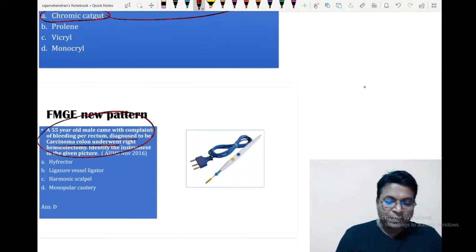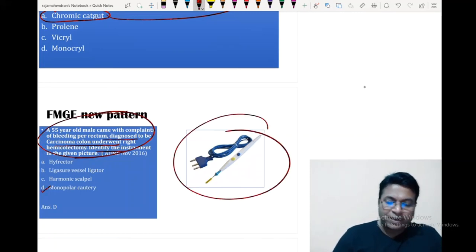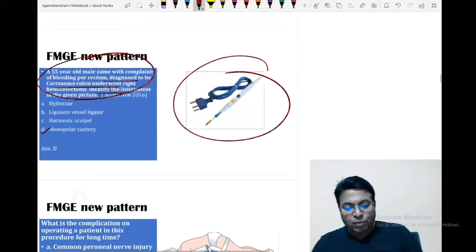So a 55-year-old male with complaints of bleeding per rectum diagnosed to have carcinoma colon. Nothing to be read in this question. The question is identify the instrument shown. The answer is monopolar cautery. Very straightforward, simple question. So it's a monopolar cautery.